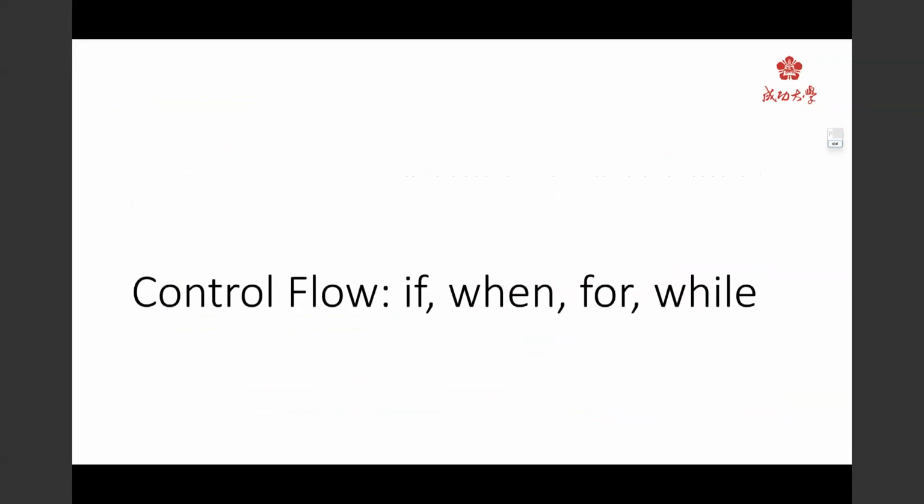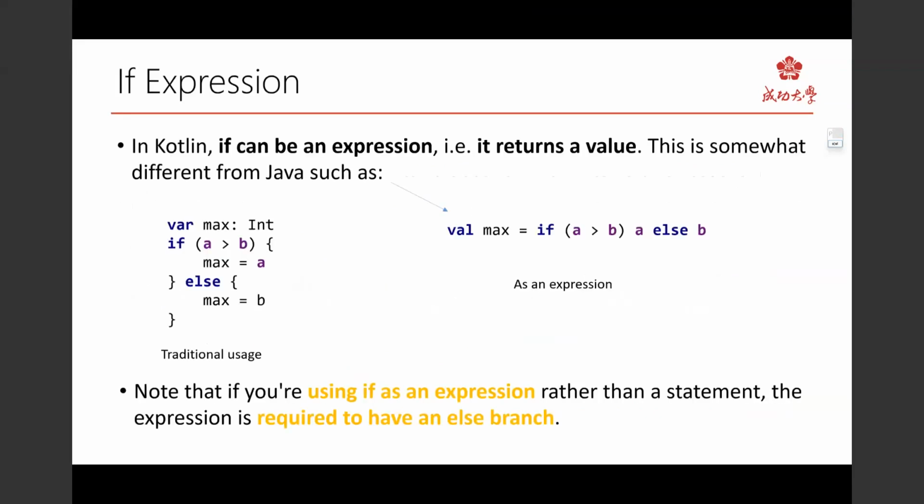There are roughly four different types of control flows. The first one is the if expression, and the second one is when. The third one is the for loop, and the fourth one is the while loop and do while. The if expression has the same syntax as in C++ and Java. The difference is that in Kotlin, an if expression can return a value, and this is very different from Java and C++.